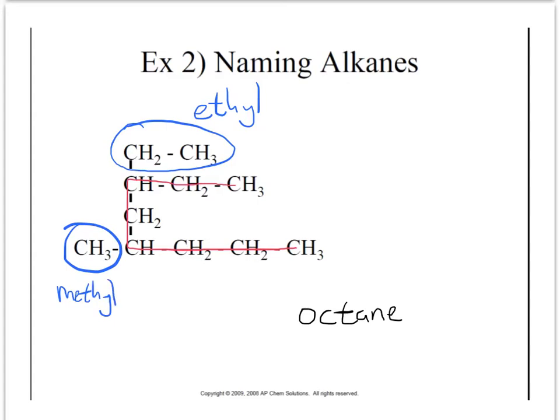Now we want to number, and if we started from this end, we wouldn't hit our first secondary group until we got 1, 2, 3 to 4. But if we start right here, we'd hit our first secondary group at 1, 2, 3. So we're going to start numbering here at that guy. So 1, 2, 3, 4, 5, 6, 7, and 8. And so that means the ethyl falls on 3, the methyl falls on 5.